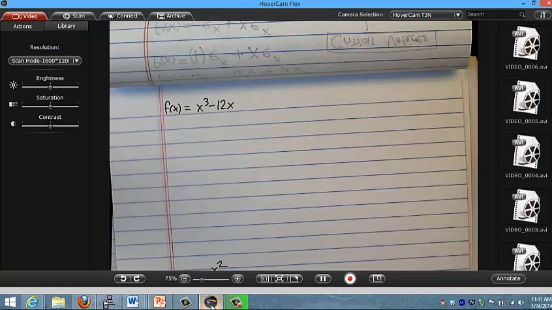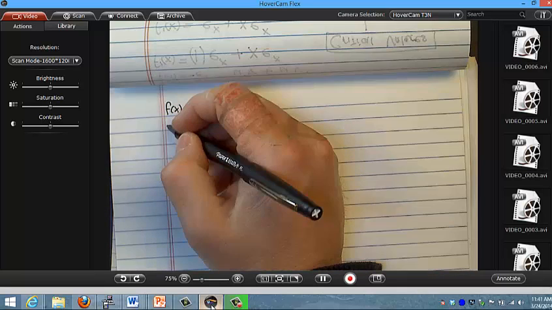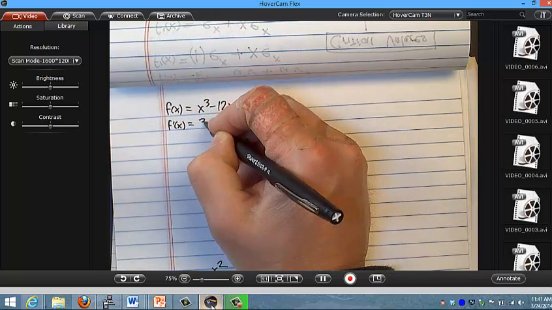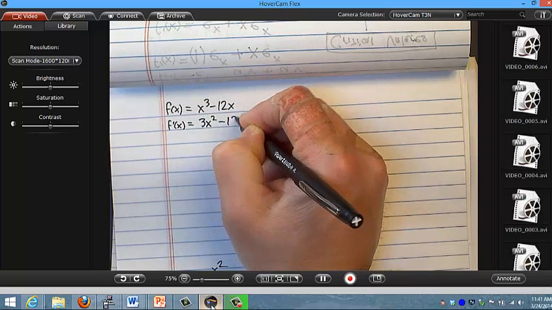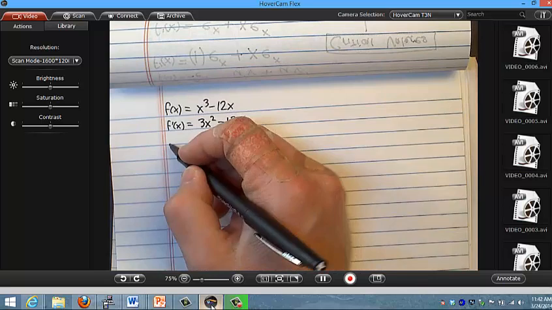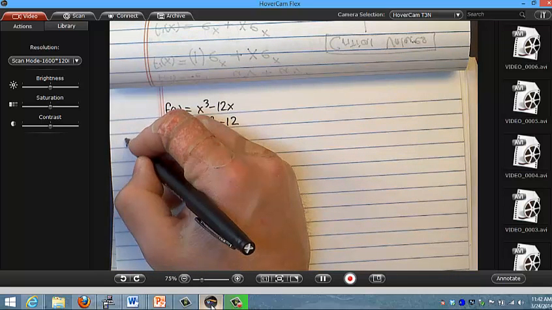So we're going to take a derivative, right? So we do. We say, well, f prime of x equals 3x squared minus 12. Okay? What I'd like to do next is I'd like to find the critical values.